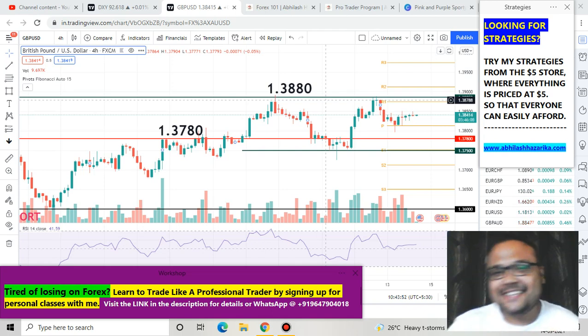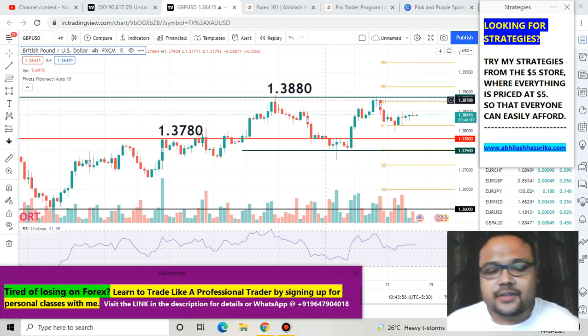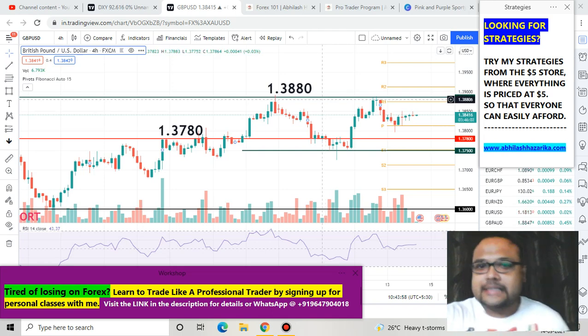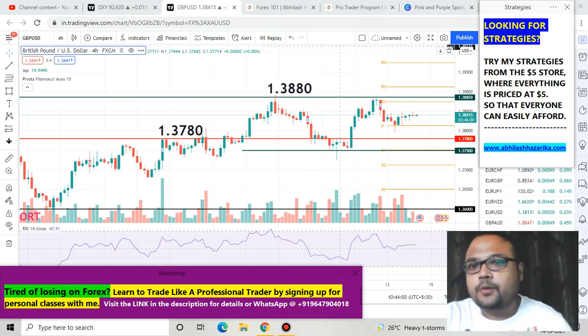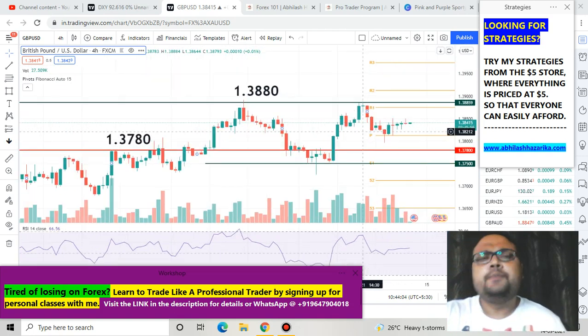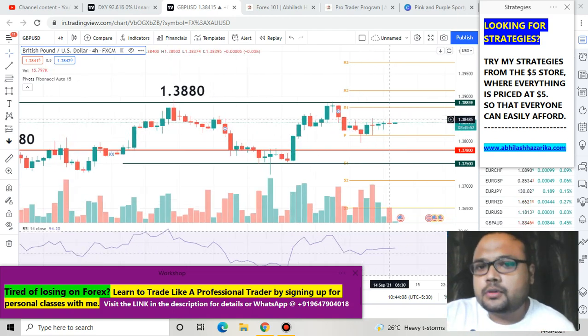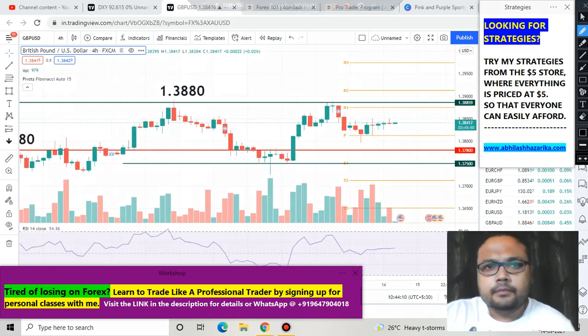So let's get started. This is the 4 hour chart of GBP USD in front of us right now, and as we can see, right now the market is trading at 1.3841. The most important thing right now on the chart of GBP USD is the present portion of the market here. So before going in detail and understanding the strategy and all, let's discuss this particular portion of the chart.